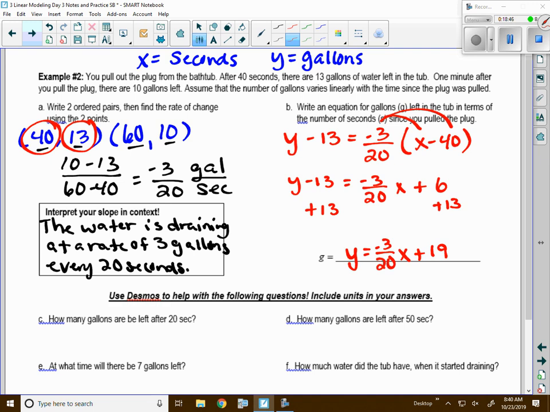Right, we're talking about the slope. What does the y-intercept of 19 tell us about the bathtub? It started out with 19 gallons of water. Okay, started out with 19 gallons.